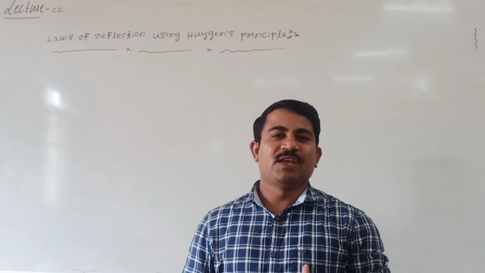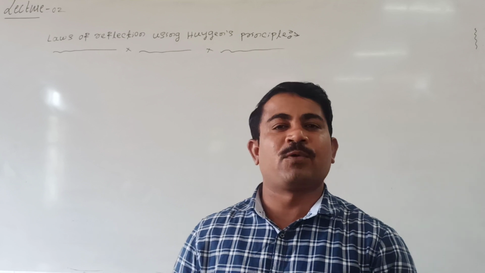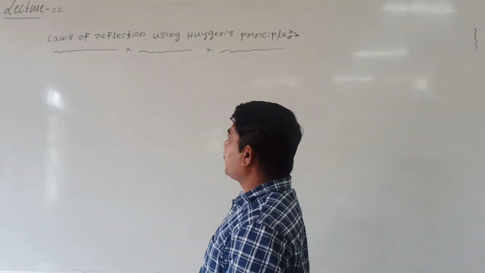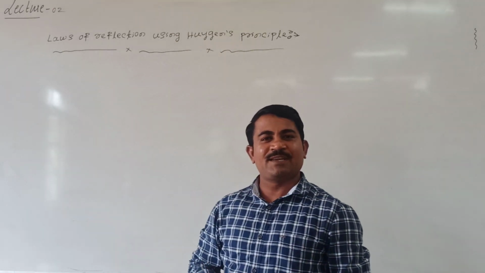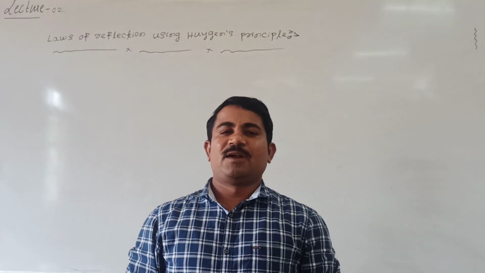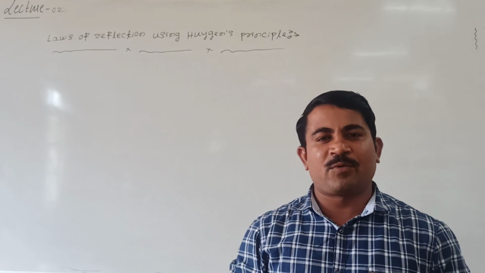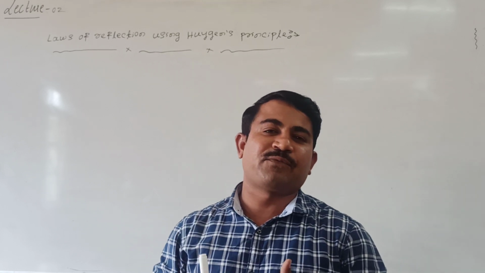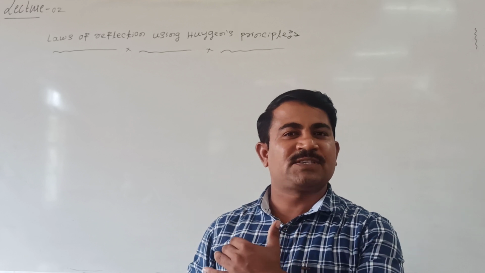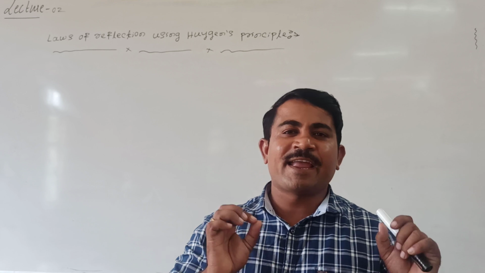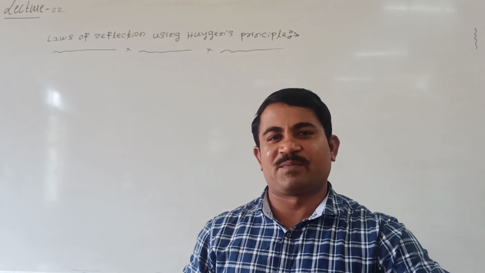Now let us see how, using Huygens principle, you can prove the laws of reflection. The concept is laws of reflection using Huygens principle. We know the laws of reflection. The incident ray, the normal drawn at the point of incidence, and the reflected ray all lie in the same plane. This is the first law of reflection. The second law of reflection says that the angle of incidence is equal to the angle of reflection.